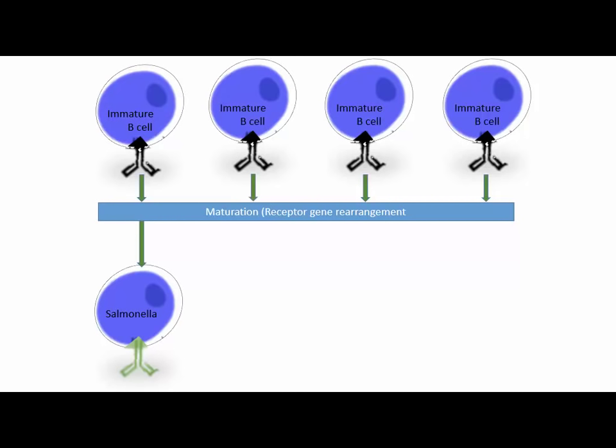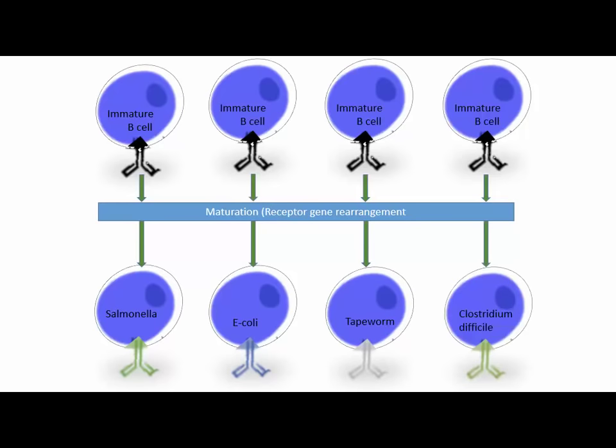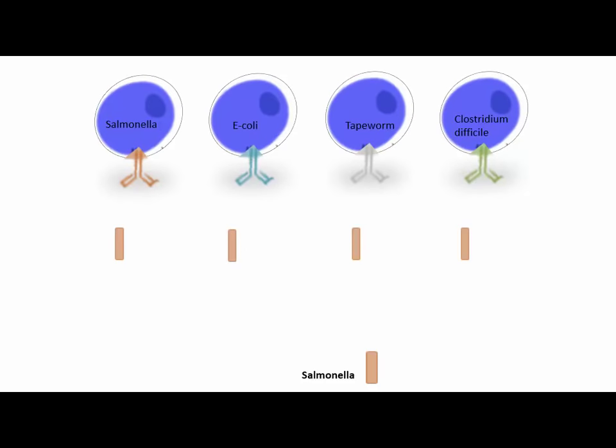of that gene. And here you can see this B cell has changed its B cell receptor in a way that allows it to recognize Salmonella. Whereas this immature B cell has matured and changed its B cell receptor so that it can recognize E. coli, and so on, tapeworm and Clostridium difficile. Okay, so appreciate that. Every immature B cell starts with the same copy of the gene, then it changes the gene, and when it changes the gene, it gets a unique receptor. Okay? So, this is what happens.